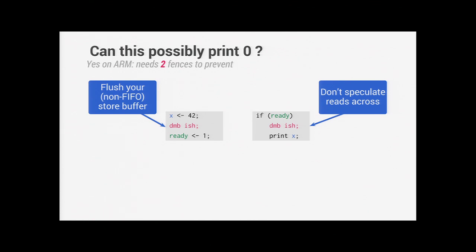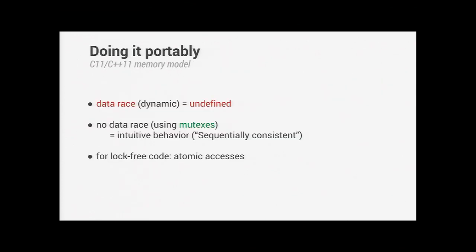So at this point, it appears to be pretty tricky to write lock-free code, because for every processor, you need to know exactly what kinds of optimizations it can do to your code and prevent them with careful fences. Ideally, that is why we have programming languages, to abstract from that. So C11 and C++11 introduced atomics and a memory model to let the programmer write portable concurrent code. There are three big ideas.